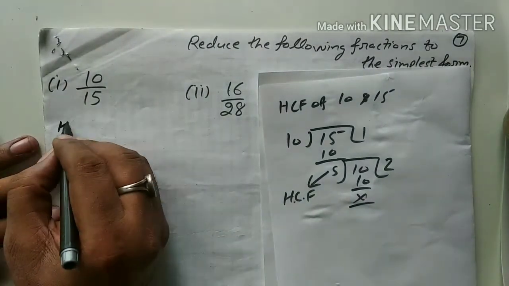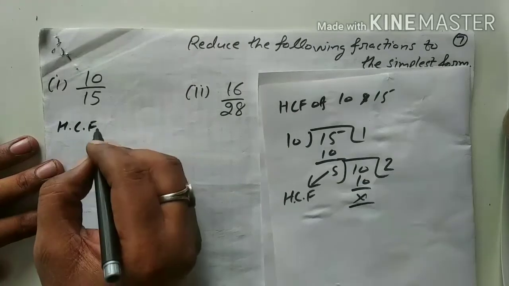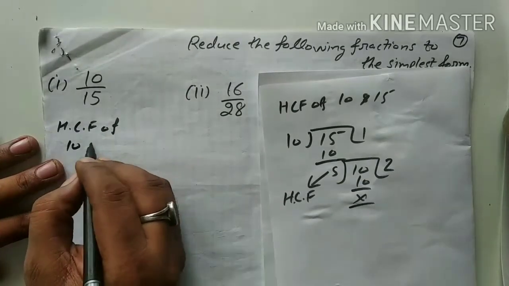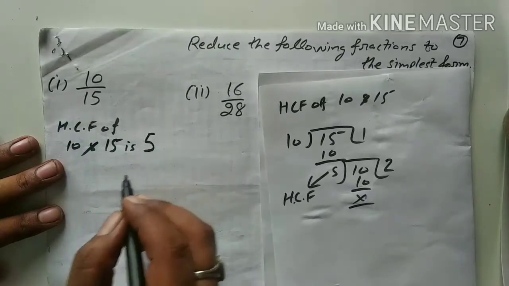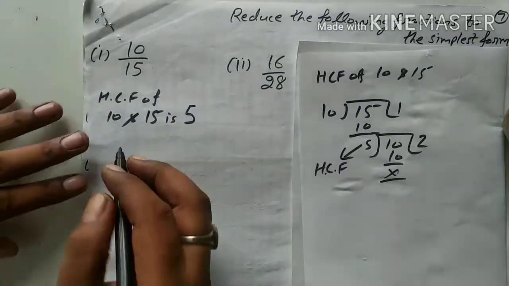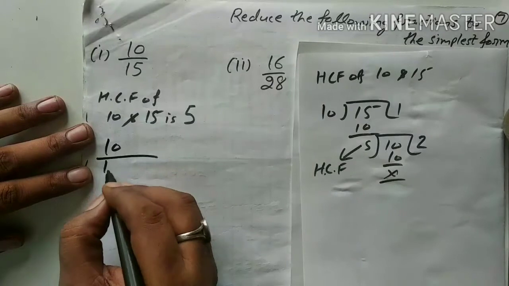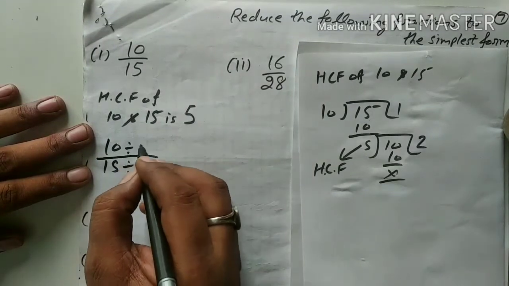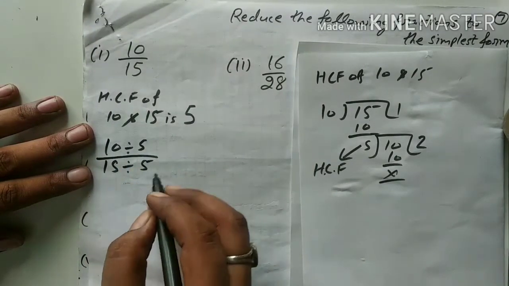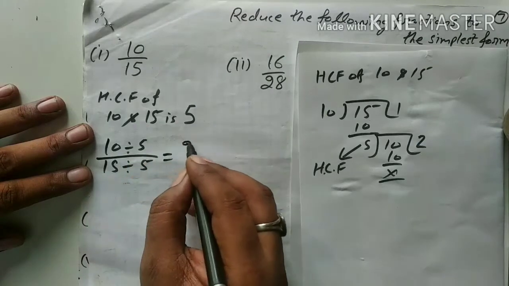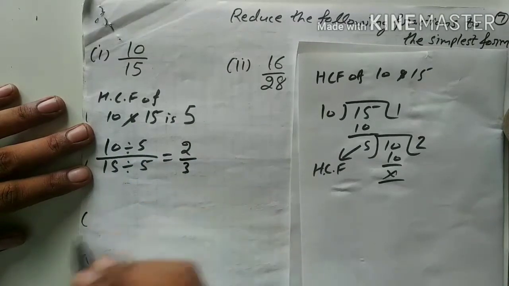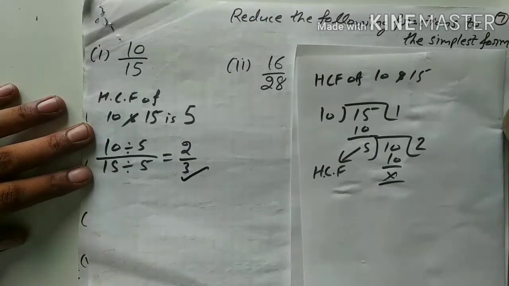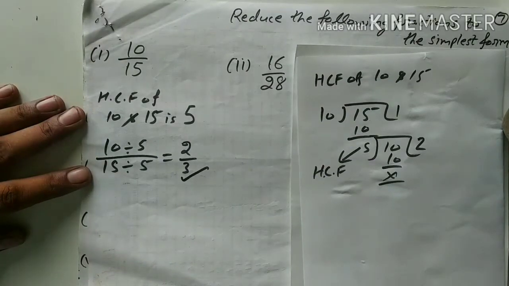Now HCF of 10 and 15 is 5. Therefore we will divide 10 and 15 both by 5. Now 10 divided by 5, the answer is 2, and 15 divided by 5, the answer is 3. Now this is the required simplest form student.